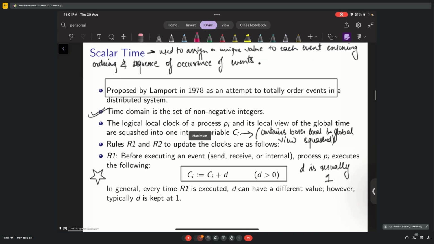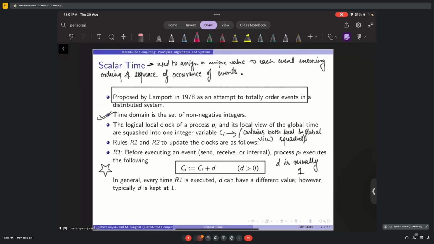Let's move ahead. Scalar time. I told you there will be two types of logical clocks that we will be dealing with: one is scalar time, and the other is vector time. We'll start with scalar time first, and we'll move to vector time today. Scalar time is used to assign a unique value to each event, ensuring the order and sequence of the occurrence of events.